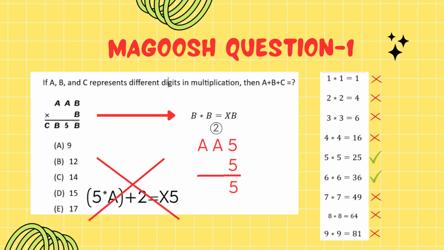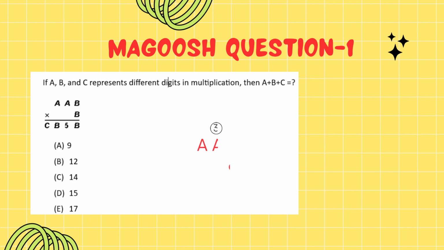So this is the condition which should be fulfilled. This condition is not fulfilled here because when you multiply 5 with any number A, let's suppose it's 2, then 5 times 2 is 10 and 10 plus 2 is equal to 12. So 2 is the unit digit, which is not the case here because in our case the unit digit should be 5.